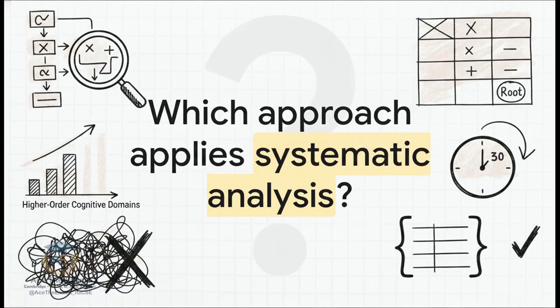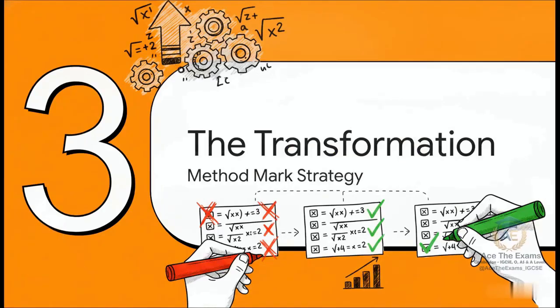This highly structured approach aggressively targets those higher-order cognitive domains. It literally builds a bridge, leading the examiner directly to your method marks. Let's move into Section 3, the transformation. We are going to look at what I call the method mark strategy, because in Cambridge Mathematics, the process is just as powerful as the final answer.